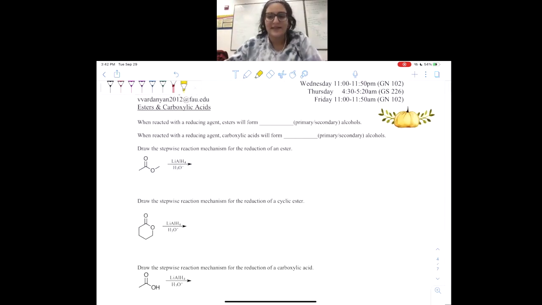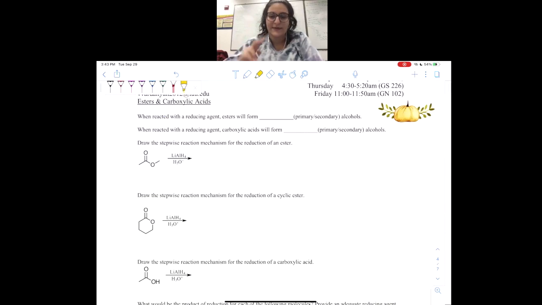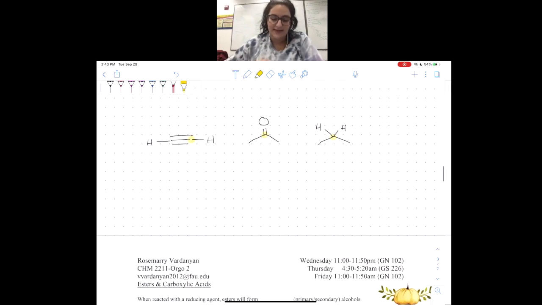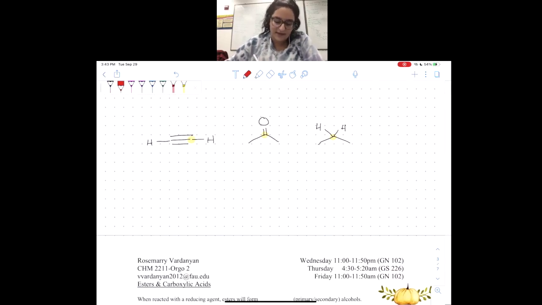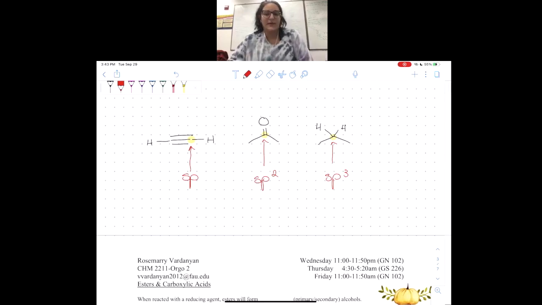Before we dive into group 2 reactions, we actually have to cover one quick concept, which is hybridization. So just to review, the hybridization of this triple bonded carbon is sp. This double bond is sp2. And this single bond will be sp3. That's important to note because when we're doing a reduction or an oxidation, we're changing the hybridization.